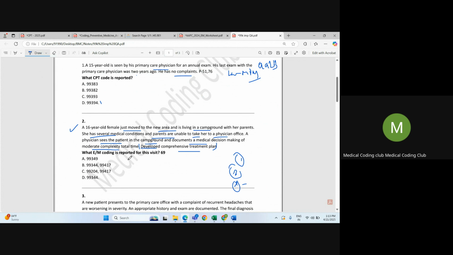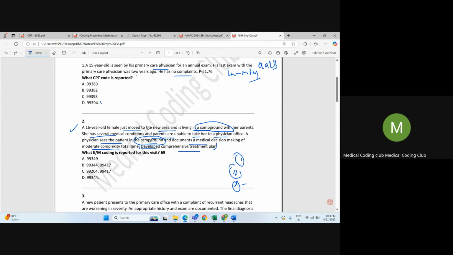And then, what are the key terms here? First we'll find where she has been seen. She is living in the campground, and the physician sees the patient in the campground. Campground is not an office setting. This is not an outpatient setting visit. The patient is in the campground and the physician goes and sees her there. So we have to check which department it will come under.